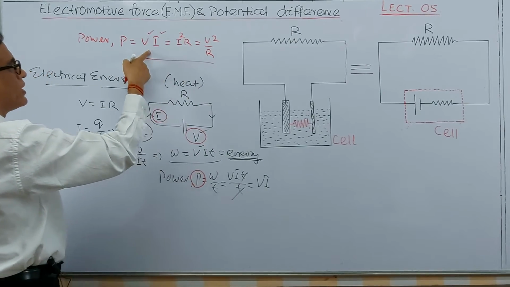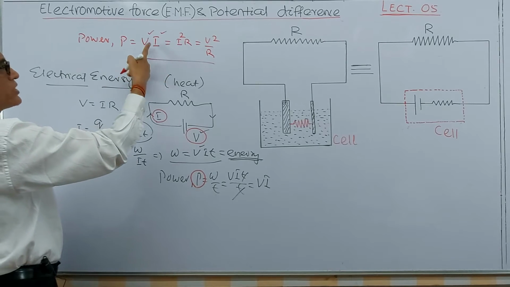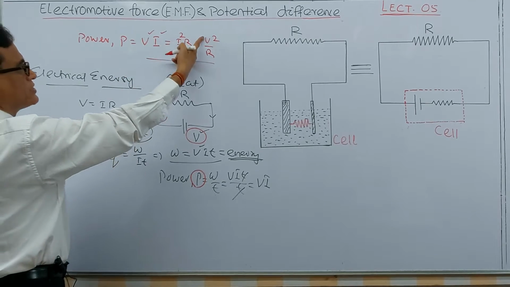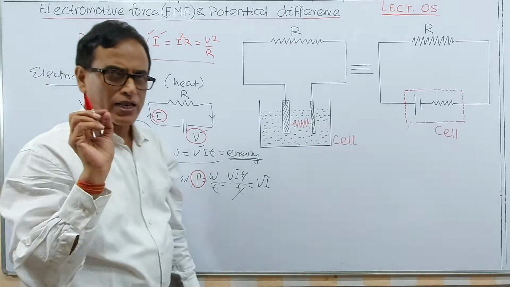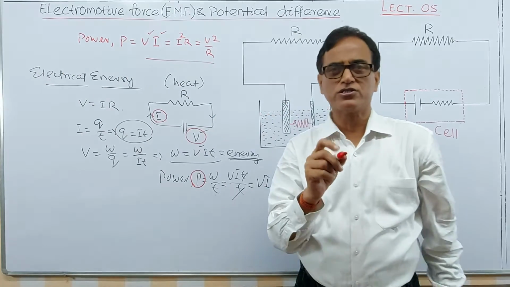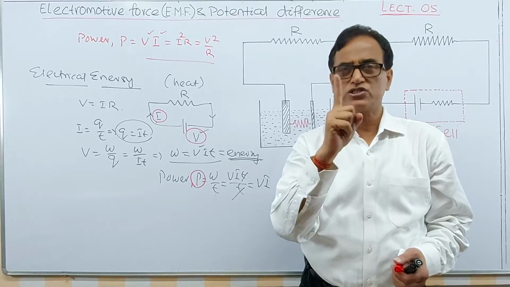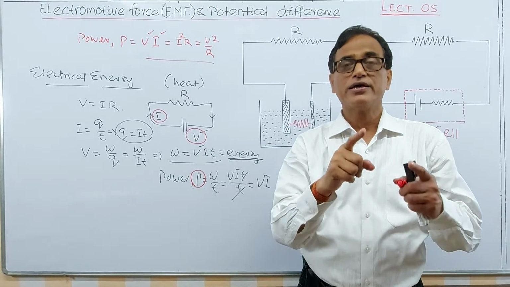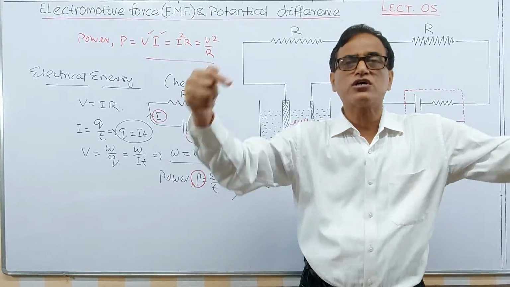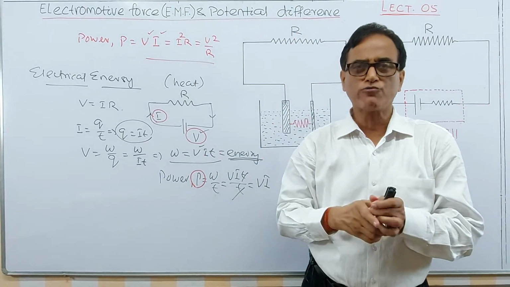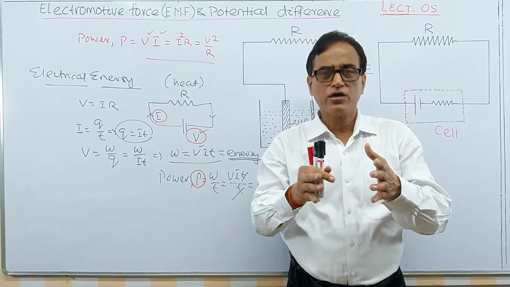This is the formula for electric power in terms of voltage, current, and resistance. Electricity is very easy because you are dealing with only three factors. One is voltage V, one is current I, and one is the resistance across which the current flows. You have to apply some voltage.